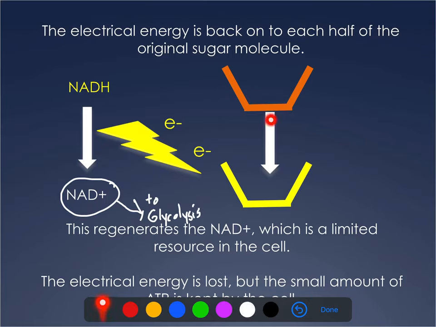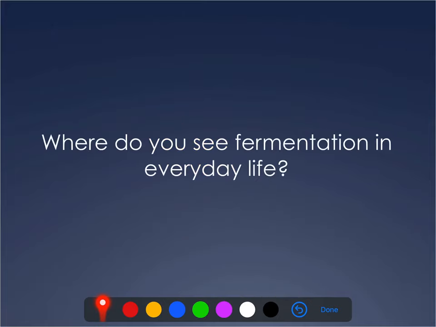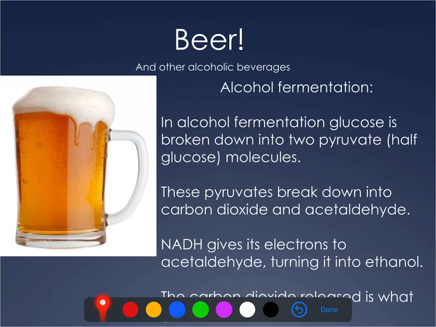So where do they go? We know that we're going to put them onto the pyruvate, but what then does the pyruvate become? Well, there's a few different options. And depending upon which option you take, you're doing a different type of fermentation that produces a different product. So where do we see fermentation being used? All right, well, first thing everyone probably thinks of is beer and other alcoholic beverages.